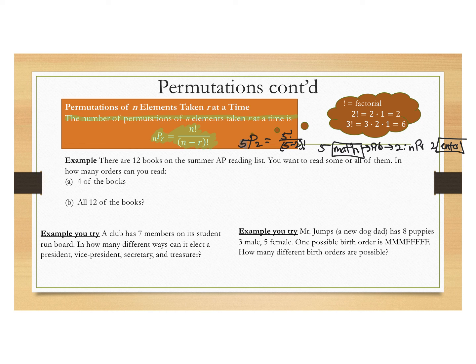So there are 12 books on the AP summer reading list, and you want to read some or all of them. How many ways can you read 4 of the books? So I know I'm only going to read 4 books, and we have 12 to choose from. If I've read one book, there are 11 left. If I've read one, there's 10 left, and if I've read one other one, there's only 9. For a total of 11,880. And then if we look at all the books, that's just 12 factorial, and let's see, 479,001,600.